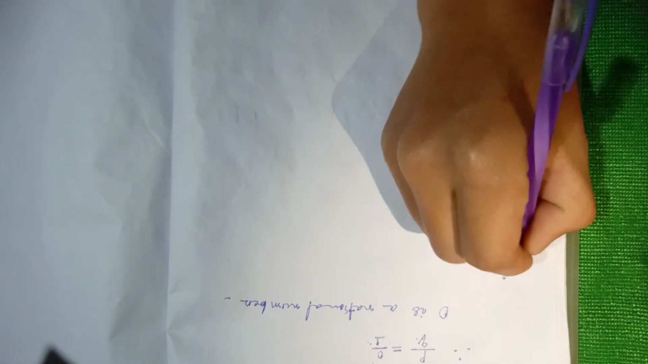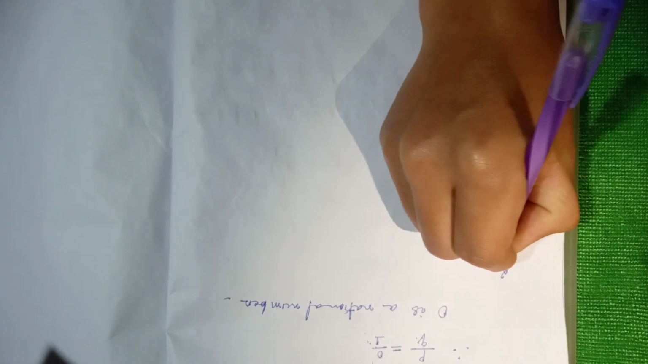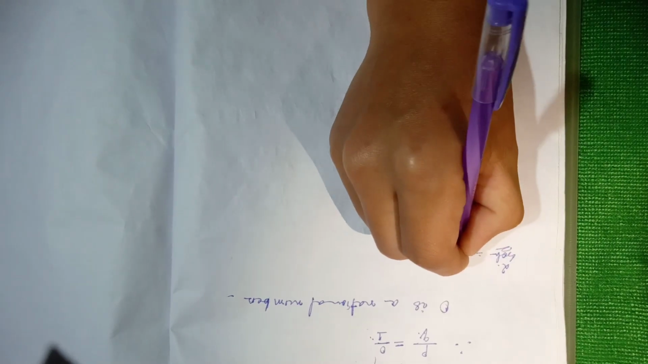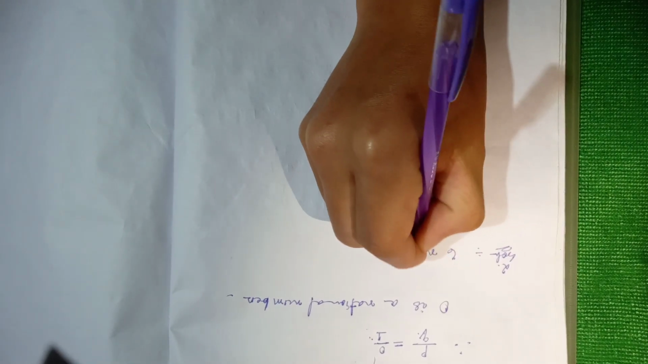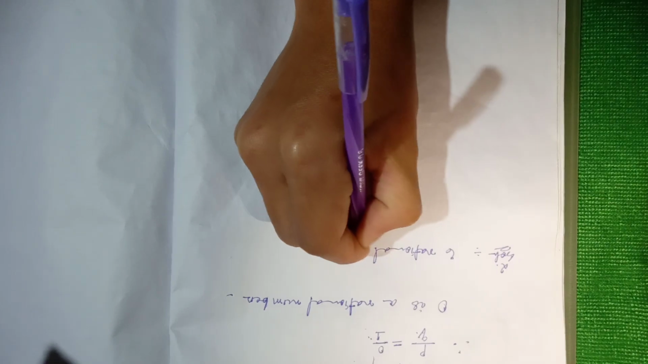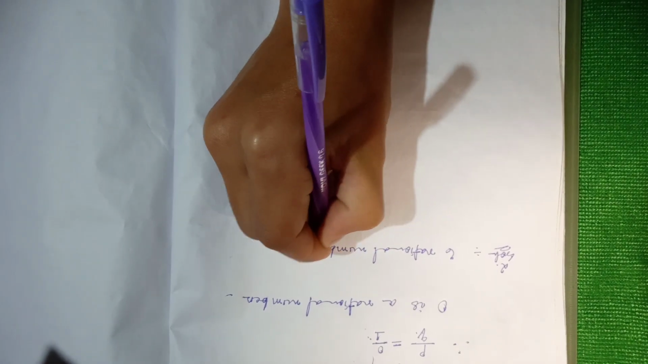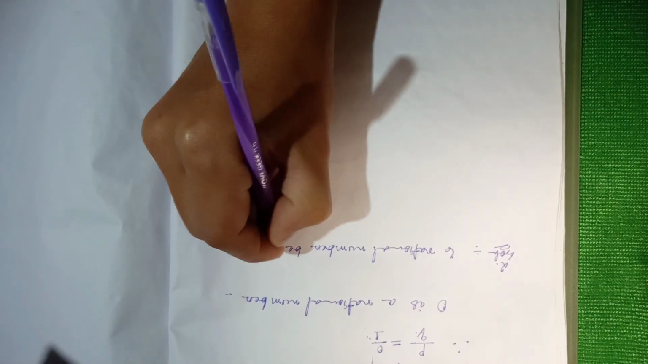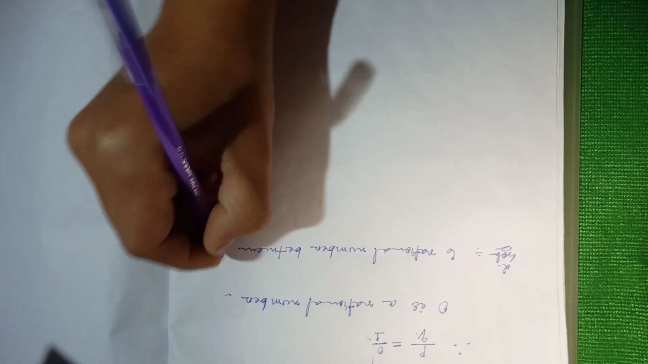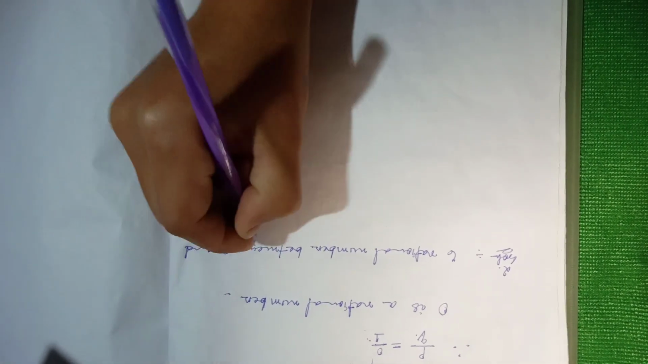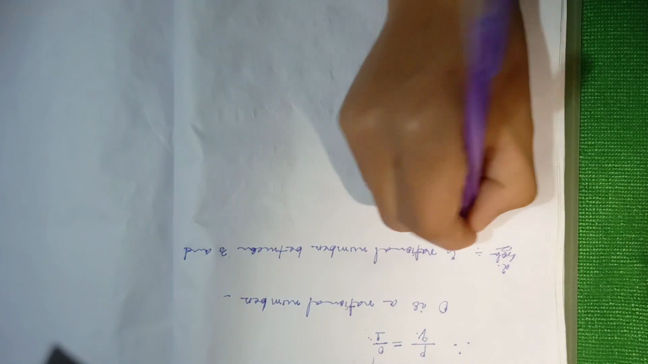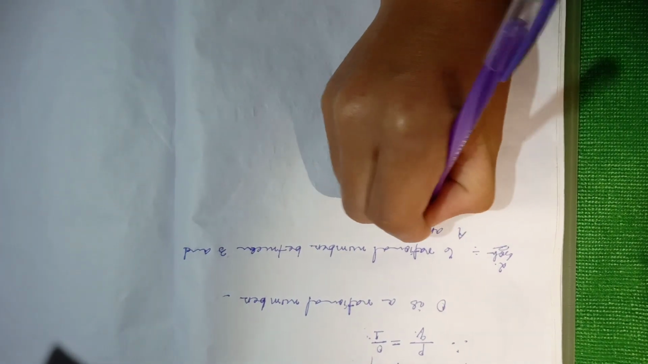For the next question, find 6 rational numbers between 3 and 4. So I have to find 6 rational numbers between 3 and 4. Question number 2: 6 rational numbers between 3 and 4. How to do this?